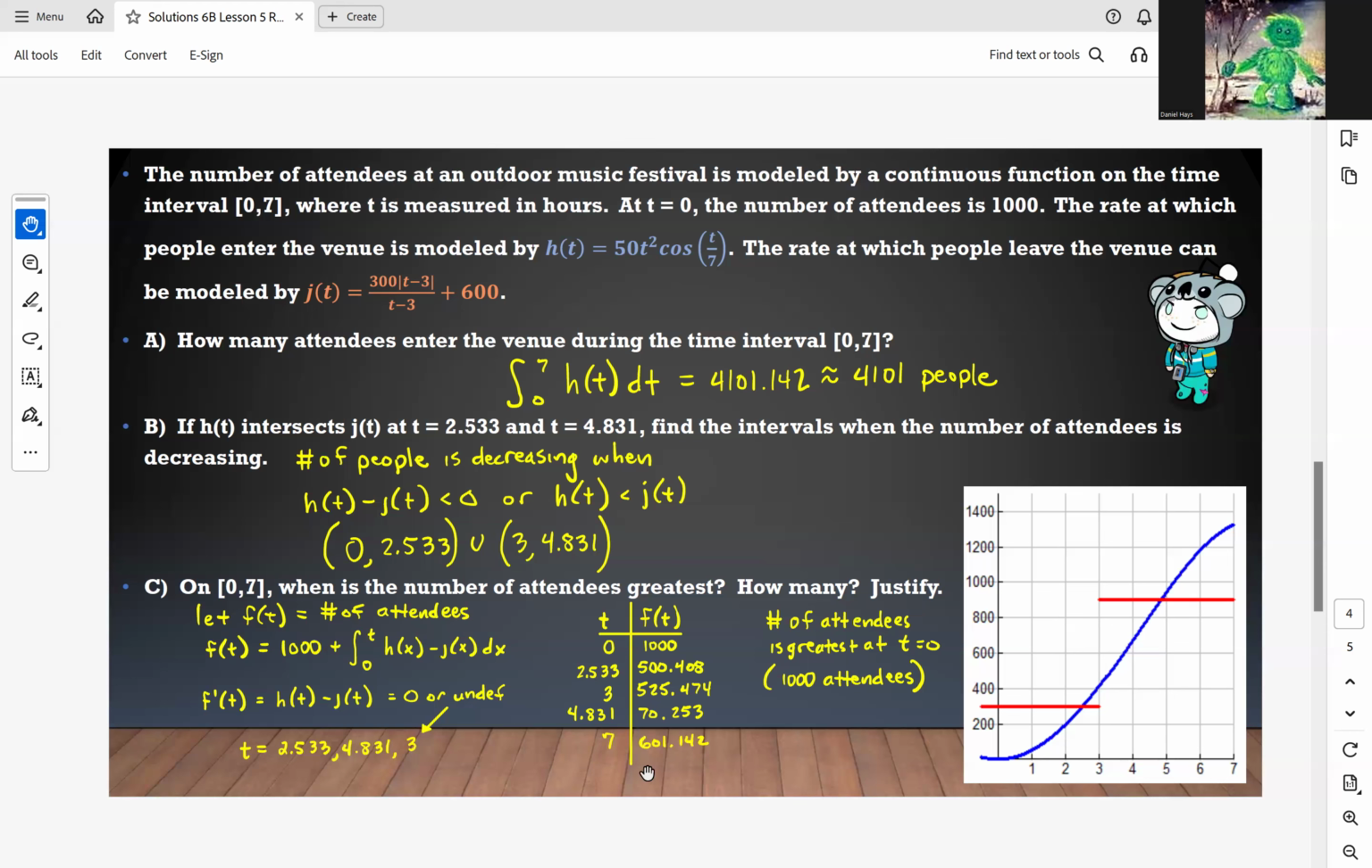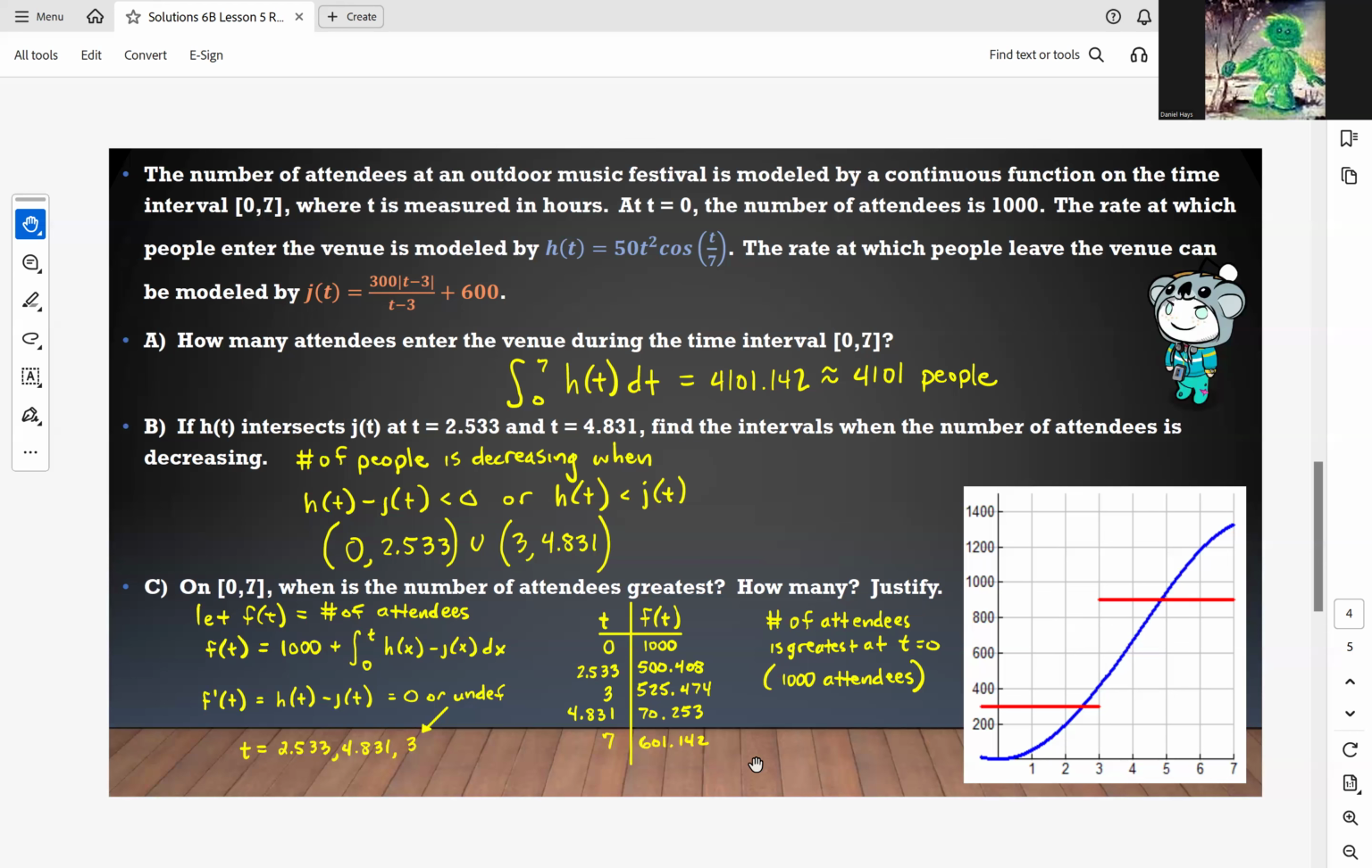Now, as you look at my work here, you can see I've already somehow been able to plug all these t values into my f function to evaluate and see for myself where the number of attendees is the greatest. It turns out it's happening at t equals 0. The 1000 was the highest number of the day. So that would be my answer.